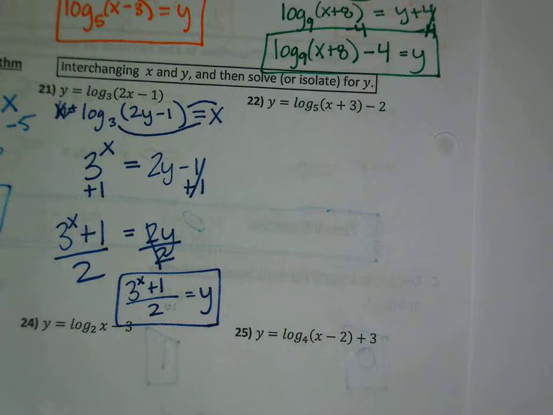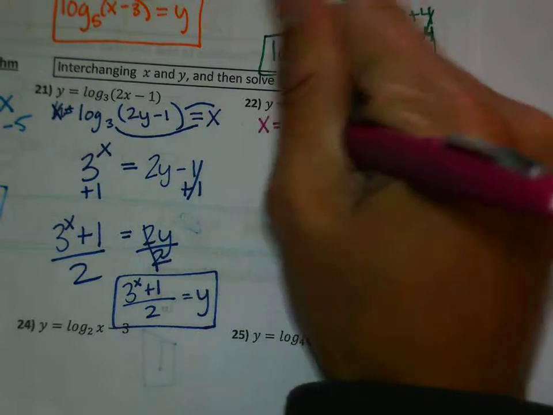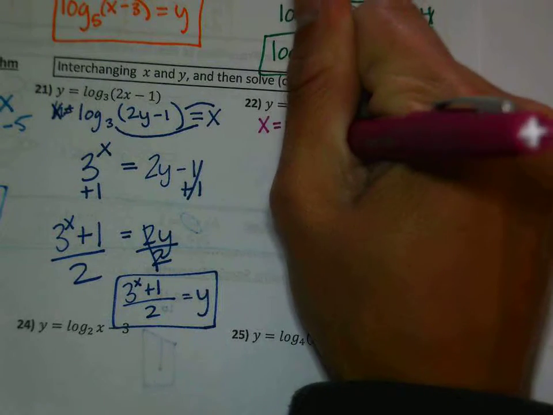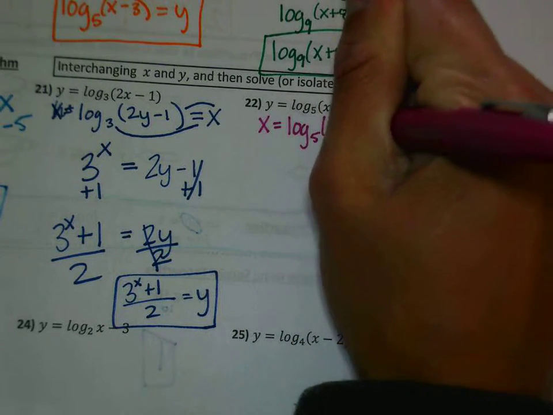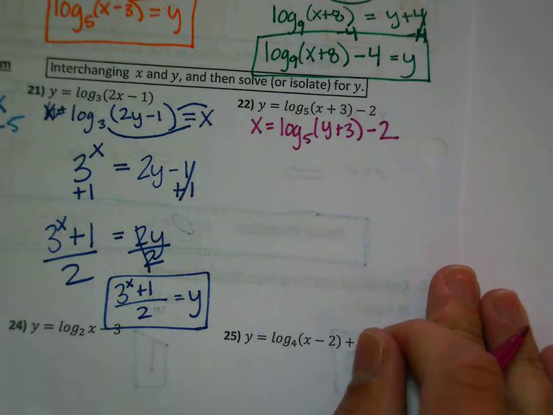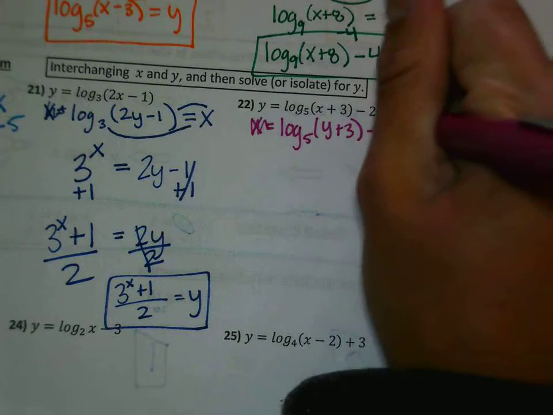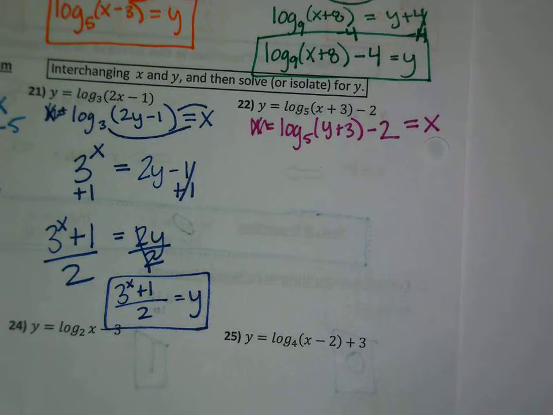All right, last one, number 22. So just like before on the other section, this is when you're going to have all the numbers. It's going to be the most involved, but still not that bad. Switch the x and the y. So x equals log base 5 of (y plus 3) minus 2. Move the x equals to the other side.